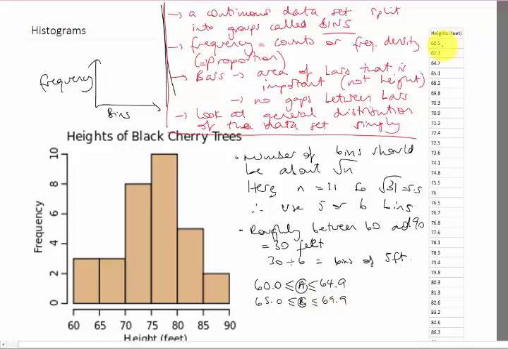Okay, so let's divide these up now. Anything between 60 and 64.9, so that's all these guys, that's a count of 3. So our first bar goes up to 3. And the second bin, anything between 65.0 and 69.9, that's 1, 2, 3 again.